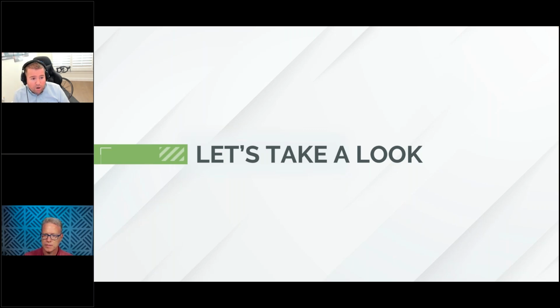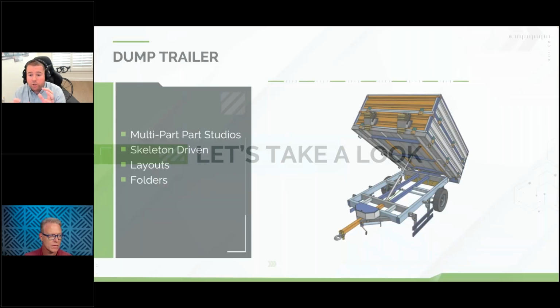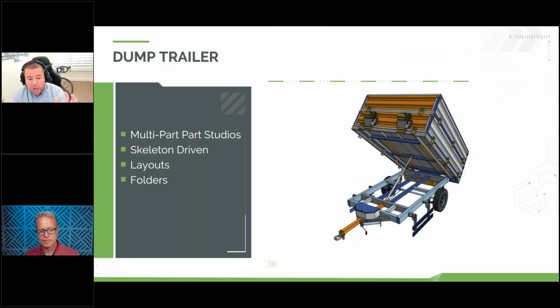All right, so I want to start with the dump trailer, and I'm starting here because I think it's a good, well-rounded example of designing a complete project in Onshape. It uses a lot of the flexible parametric approaches that I would recommend if you're going to design any kind of project of this scale in Onshape. It uses, most importantly, multi-part Part Studios. That's a continuous theme that you're going to see.